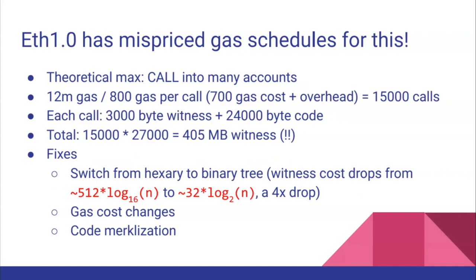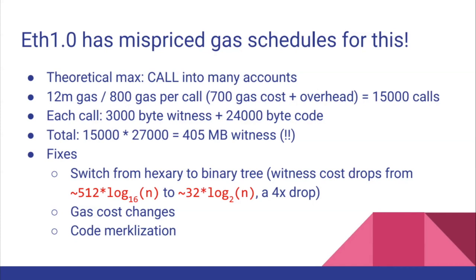ETH 1.0 currently is not very stateless client friendly. Well, it is in theory, but not in practice. The reason is that the gas costs do not align well with the size of a witness. So right now, 12 million gas a block, 800 gas per call if you assume 700 gas overhead. Every call opcode can access a different account, so you can have about 15,000 calls in a block. And every call is a 3,000 byte witness to access the contract itself, that's just the Merkle branch, plus 24,000 bytes of bytecode. So in total, 15,000 times 24,000, and you're looking at 400 megabyte witnesses.